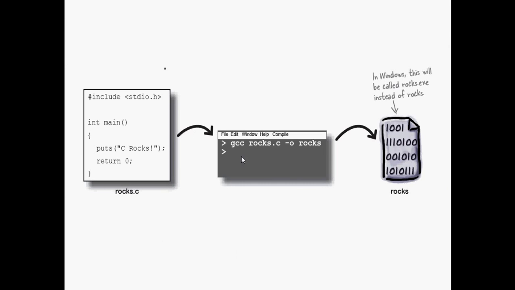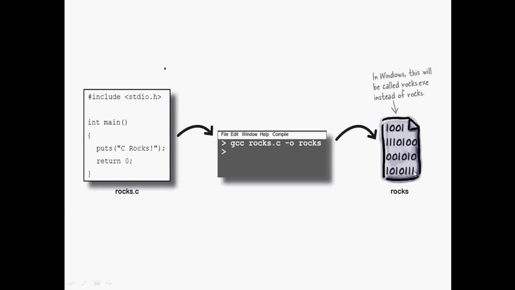For example, see here, int main, where int means an integer, puts C rocks. Here is a C file, human readable C code, and this is a compiler compiling the C code and bringing the output in an executable file, this one. What a compiler does is convert the C code into machine readable code.